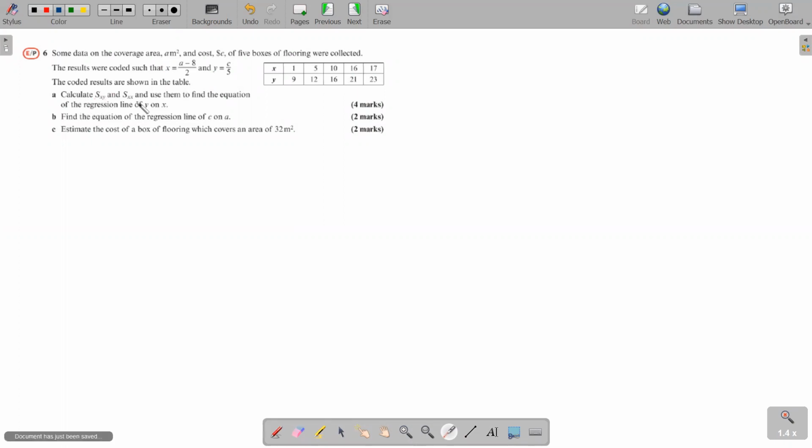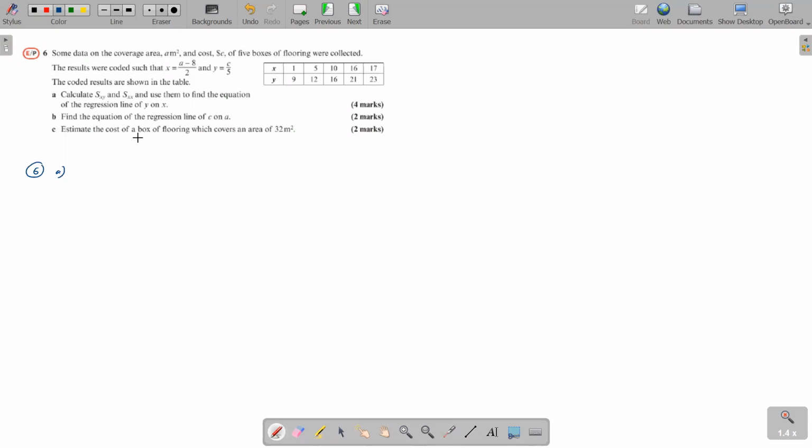Calculate Sxy, Sxx and use them to find the equation of the regression line of y on x. So guys, this is not at all difficult, right? The only difference in this sum is they have actually given you the coded data, not the original data. The original data has been coded. The original data is in terms of a and c. So you are supposed to get the regression equation of y on x. That's the coded one. And then I think next one they ask you to get the original one.